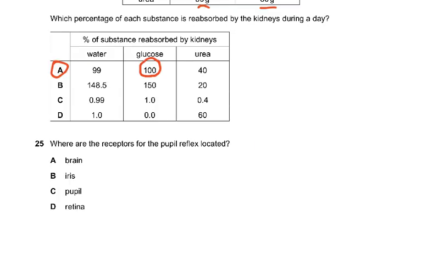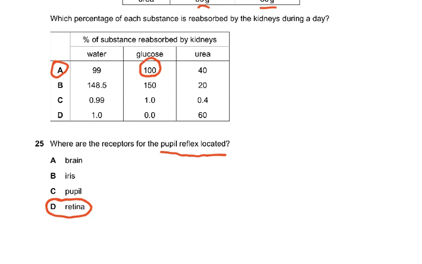And question number 25, where are the receptors for the pupil reflex located? You see, the pupil reflex is in response to bright light. So where are the receptors for light? The receptors for light are in the retina. The retina has the light sensitive cells, which are the rods and cones, which can detect light. And when there's bright light, the circular muscles of the iris will contract and the pupil will become constricted. Please don't use the word contract for anything other than muscle. Muscles can contract and relax.